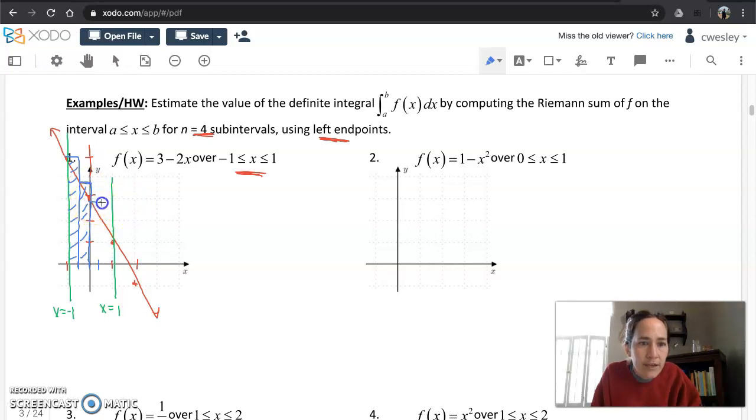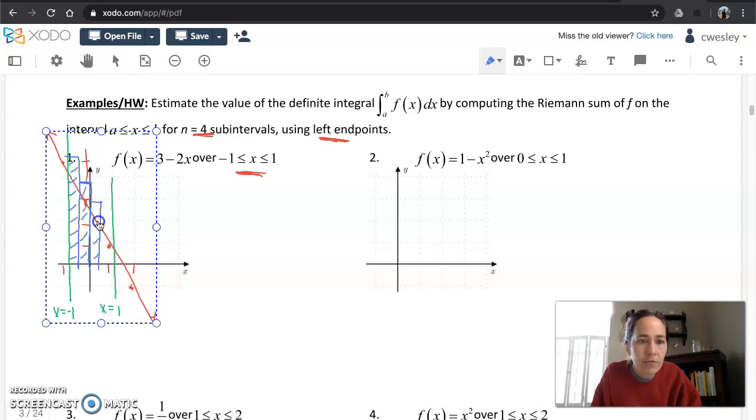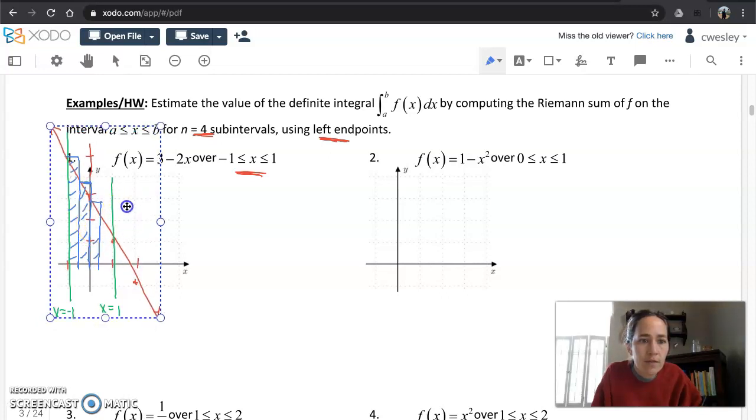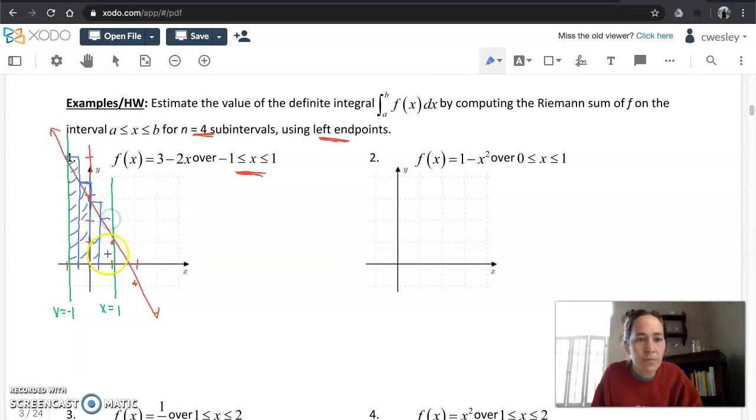Okay, third rectangle, left endpoint, have it go over to x equals a half. And move that back up. And last rectangle, left endpoint is going to be on the red line. Left endpoint would be there. We'll estimate it this way. Okay, maybe the picture's a little confusing.